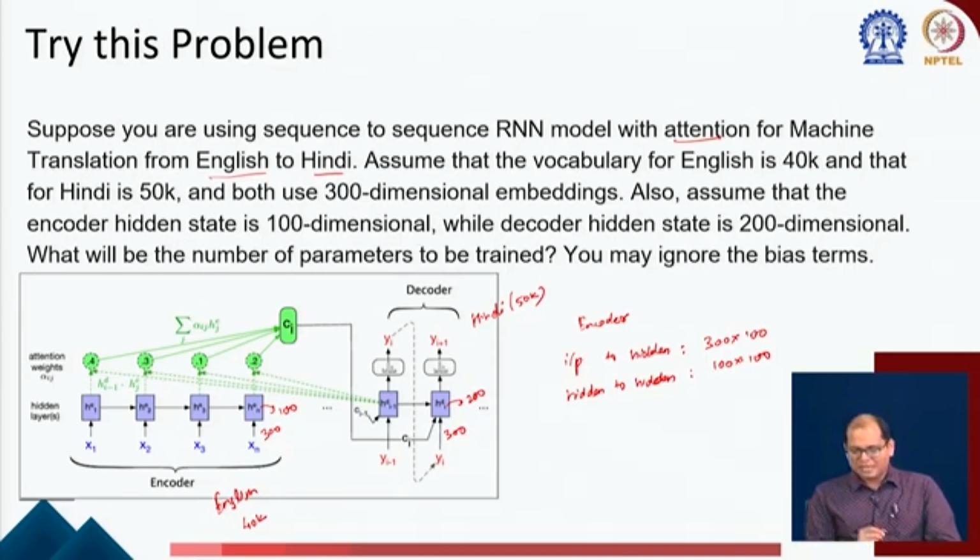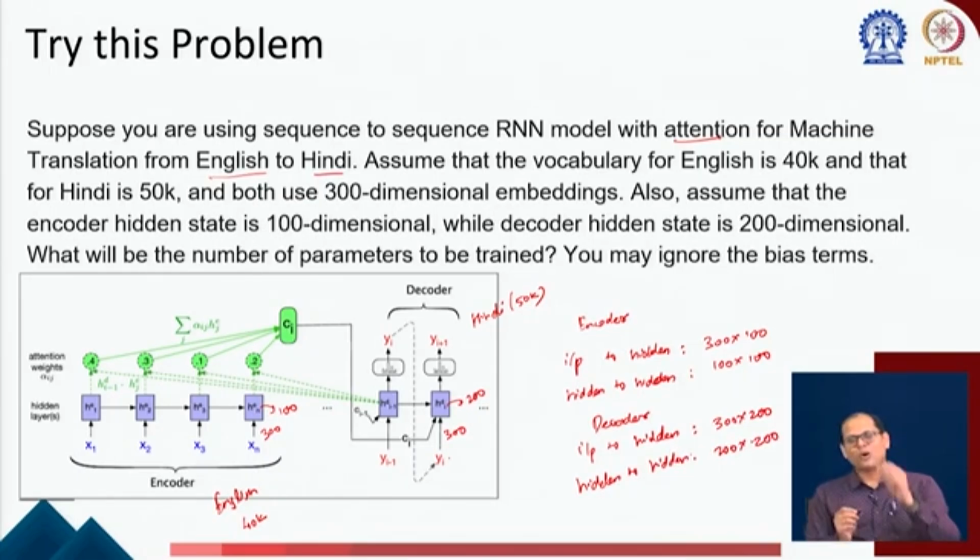Now let's see what happens on the decoder side. In the decoder, you again have a connection from input to hidden, that is 300 times 200, because the hidden dimension is 200 here, and you have hidden to hidden, that is 200 cross 200.